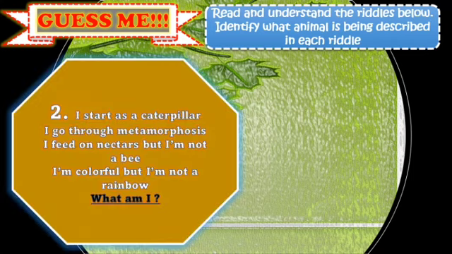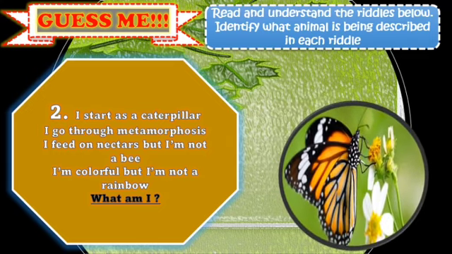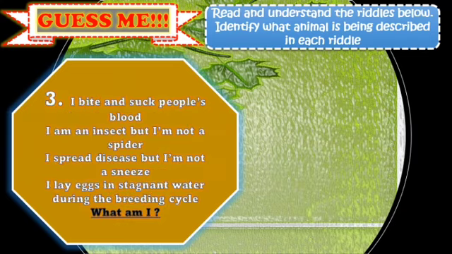Next, number 2. I start as a caterpillar. I go through metamorphosis. I feed on nectar, but I'm not a bee. I'm colorful, but I'm not a rainbow. What am I? Very good. That is a butterfly.